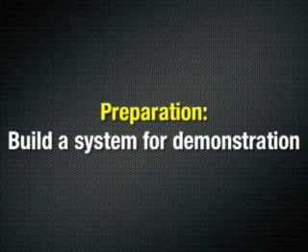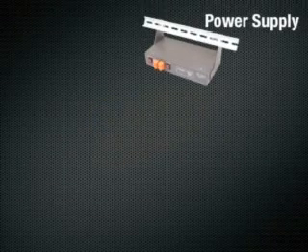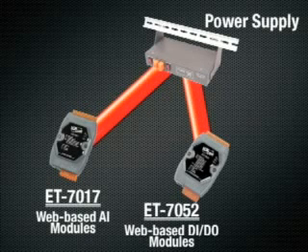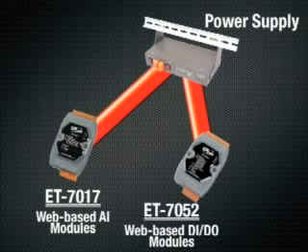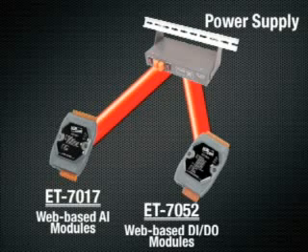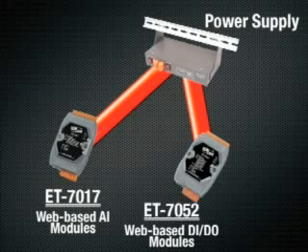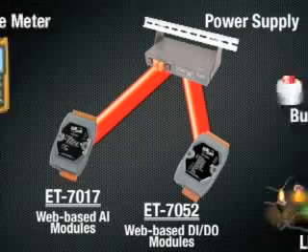Before everything starts, we must do some preparation. First, we need a 24-volt power supply and two ET7000 modules. On your left side, ET7017 is a web-based I/O module with analog input channels. On your right side, ET7052 is a web-based I/O module with digital input and output channels.